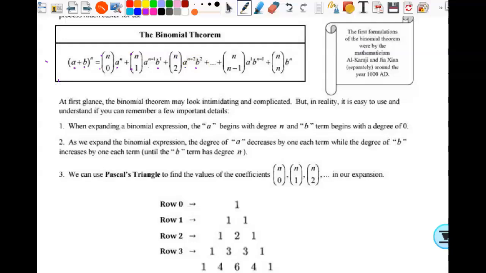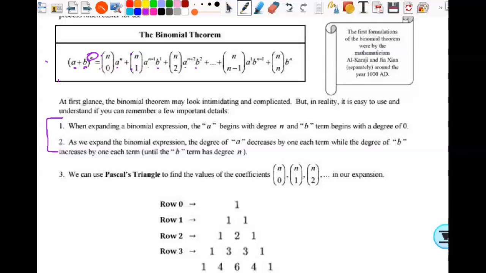So, it does say, at first glance, it may look a little intimidating and complicated, but it's not that bad. Two main things to remember, which will make more sense when we actually do it: when we expand it, this is your a and the b. The expression a, whatever that is, starts with degree n, whatever n is, and then it decreases by 1. Whatever b is starts with 0, and it increases by 1. Okay, and it becomes very, very easy to do if you do it in the order that I tell you to do it in and use the little pattern.